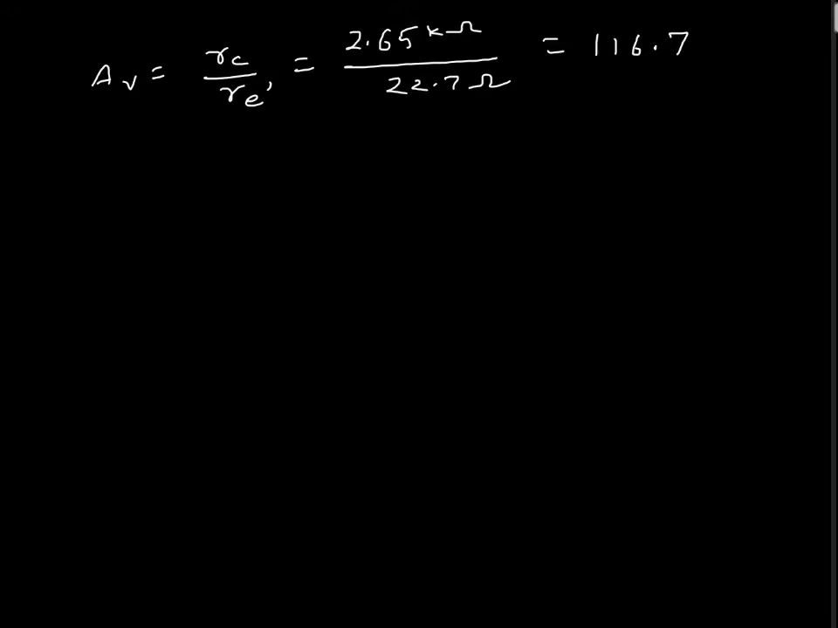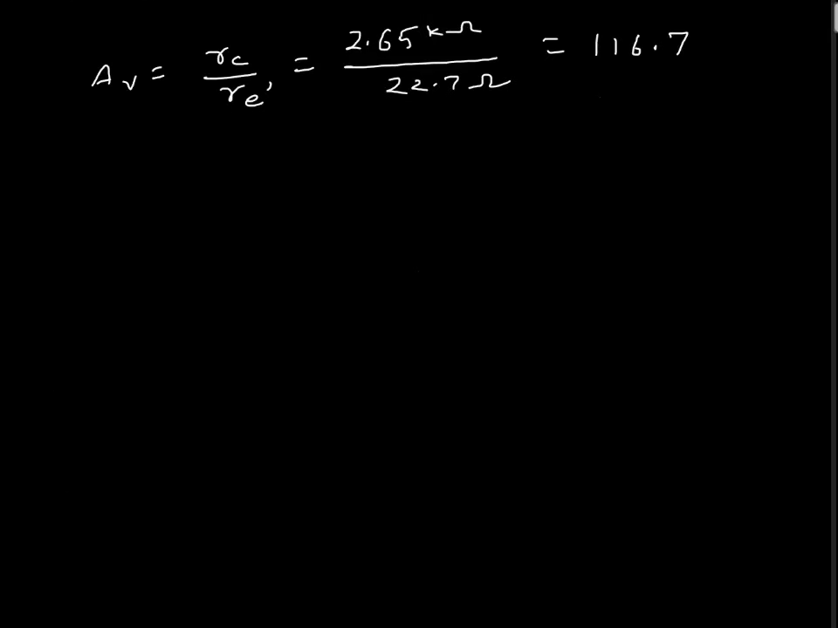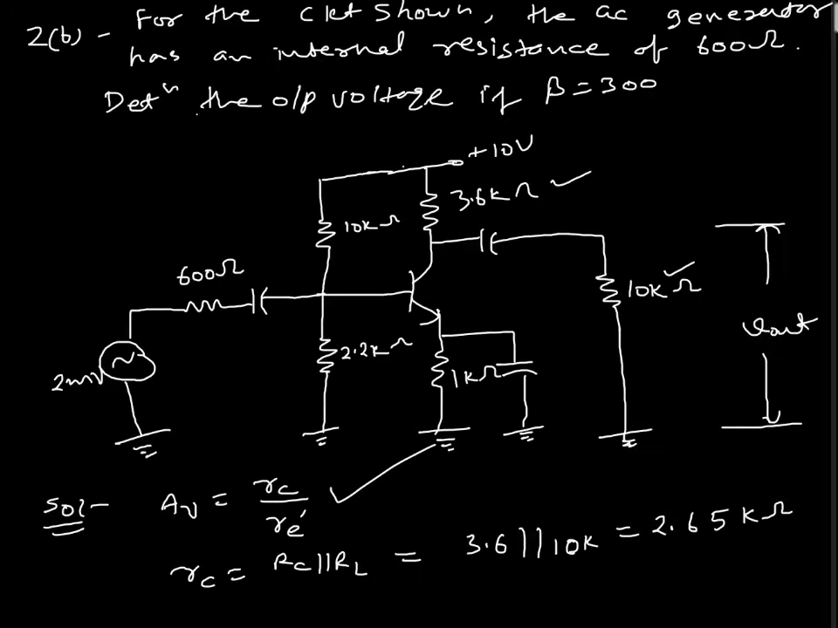Okay, so what is the question? The output voltage we have to find out. So if we know the voltage gain, what is the output voltage? We know that the output voltage V out will be AV times V in. AV we just saw, 116.7. Now we need to find out the value of V in. Again, V in means the voltage here. So if I change the color, V in is the voltage here.